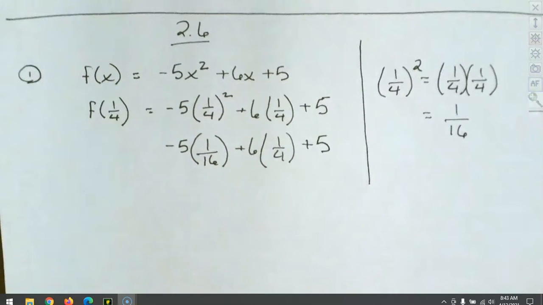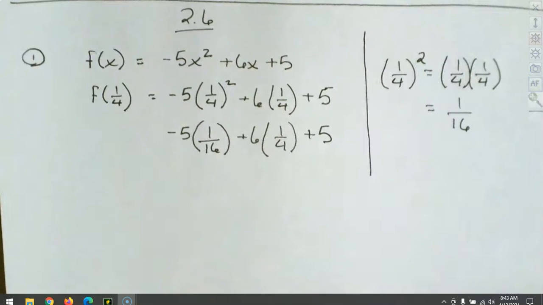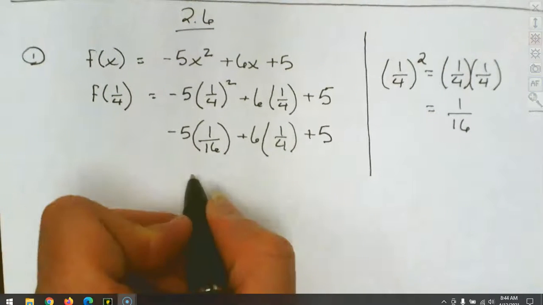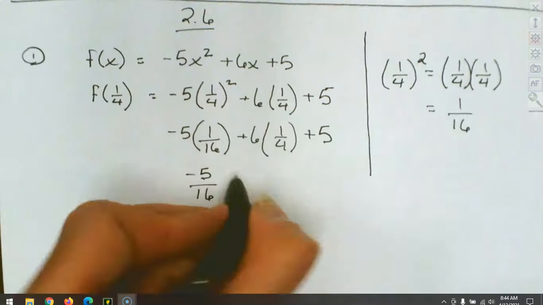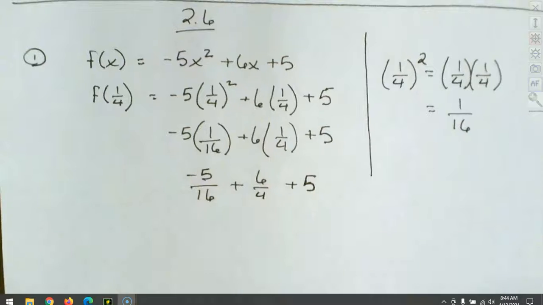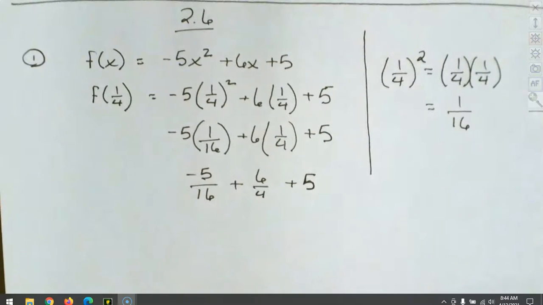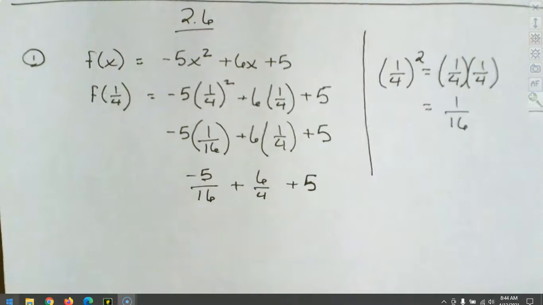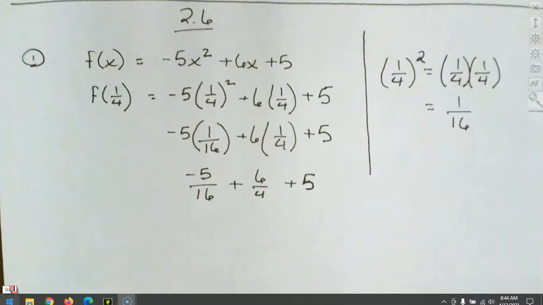Now we can't clear the fractions because we have nothing on the left-hand side to really work with. So we've got to deal with these fractions and keep them. We're now going to go ahead and multiply through. So we've got minus 5/16 plus 6/4 plus 5. Now you could reduce that 6/4 down to 3/2. But it's not going to matter because we still have to work with these fractions. So it doesn't matter what we do with them, if we reduce them or not. Normally it's just easier to work with them the way that they are. So we need to get these together.